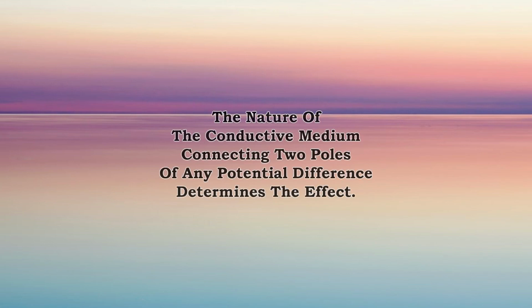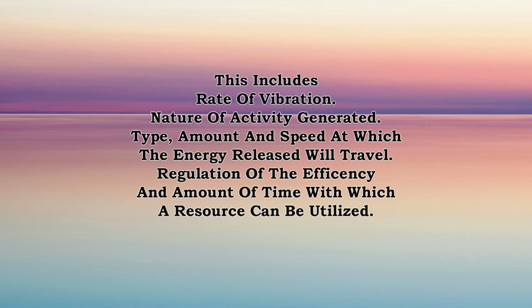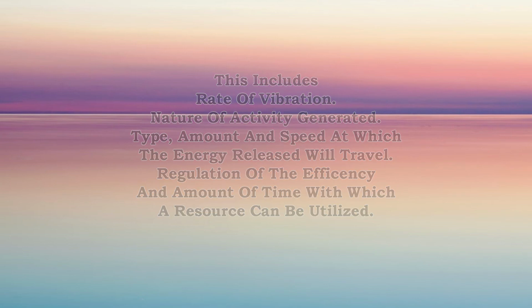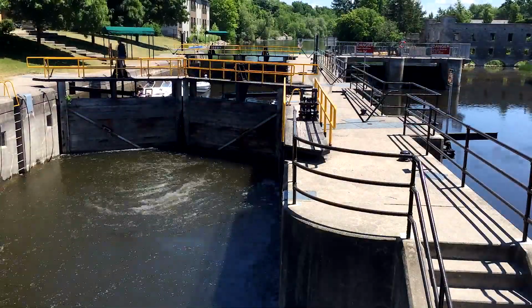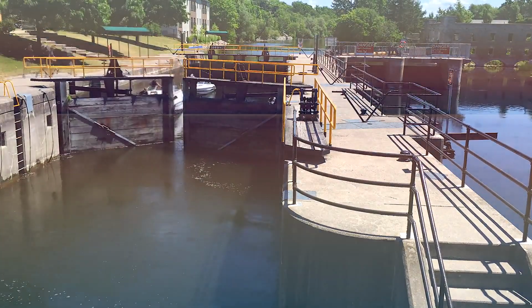Rule 3. The nature of the conductive medium connecting two poles of any potential difference determines the effect. This includes rate of vibration, nature of activity generated, the type, amount, and speed at which the energy is released will travel, regulation of the efficiency and the amount of time with which a resource can be utilized. All of these things together determine the type of work you can do with the energy being released. That work is called the load.